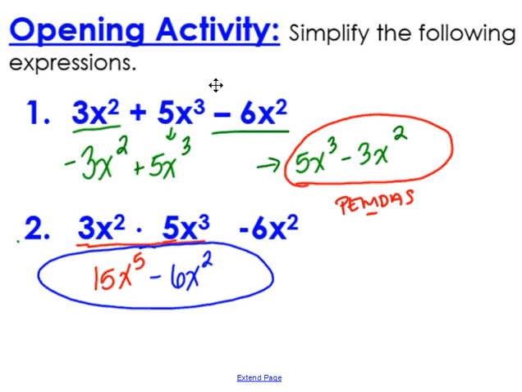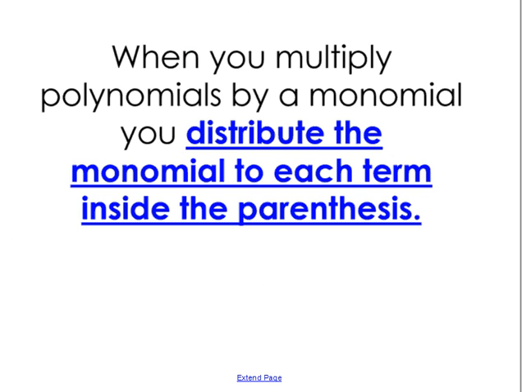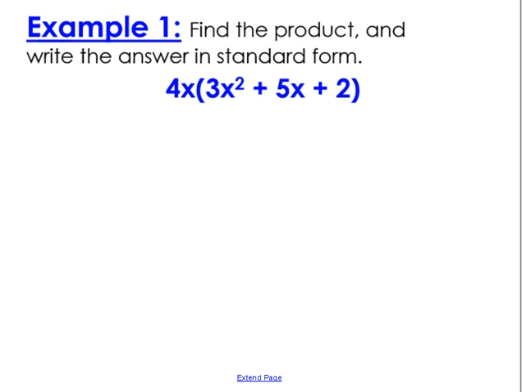So we're going to use what we just did in this opening activity to distribute monomials, or one term, to a whole bunch of different terms. Okay, so when you multiply polynomials by a monomial, you distribute the monomial to each term inside the parentheses. So example 1. First thing I'm going to do is multiply 4x times everything in here.